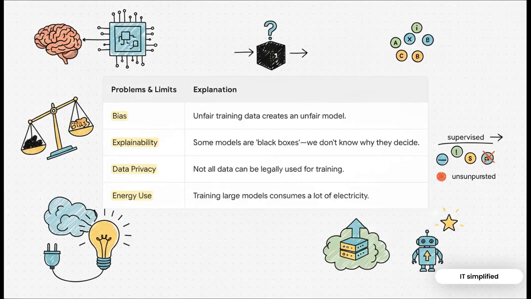Now, it's not all sunshine and roses. We have to talk about the problems, too. First, bias. If you train your AI on biased data, you're going to get a biased AI. Garbage in, garbage out. Then there's the black box problem. Some models get so complex we literally don't know how they're making their decisions. And of course, there are massive concerns about data privacy and the insane amount of electricity these giant models use.